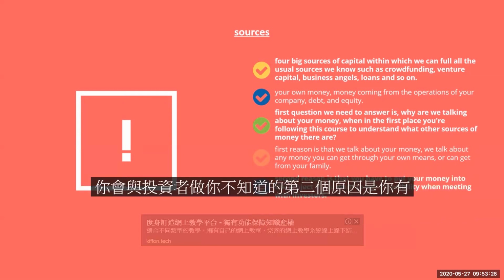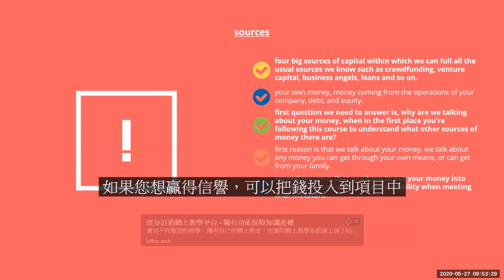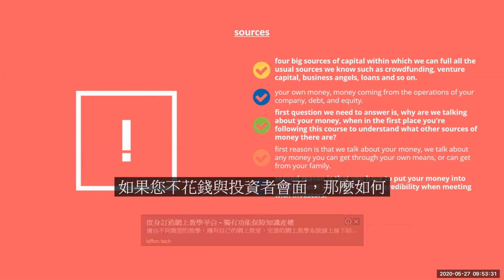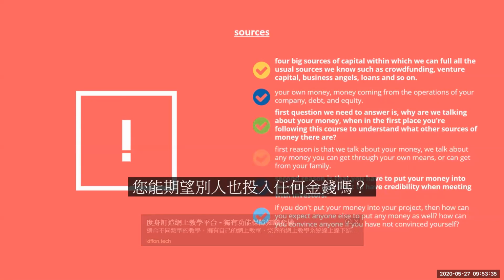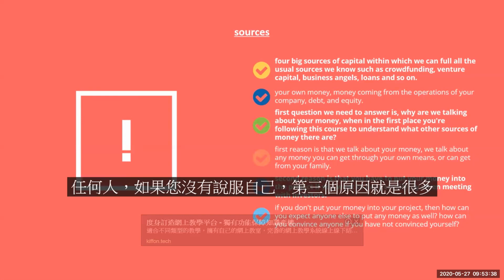just as you would do with investors you don't know. The second reason is that you have to put your money into the project if you want to have credibility when meeting with investors. If you don't put your money into your project, then how can you expect anyone else to put any money in as well? How can you convince anyone if you have not convinced yourself?